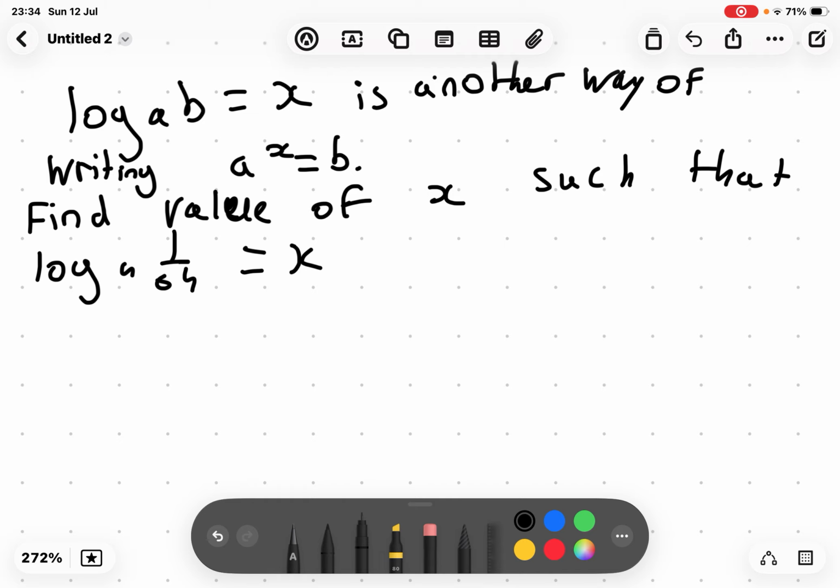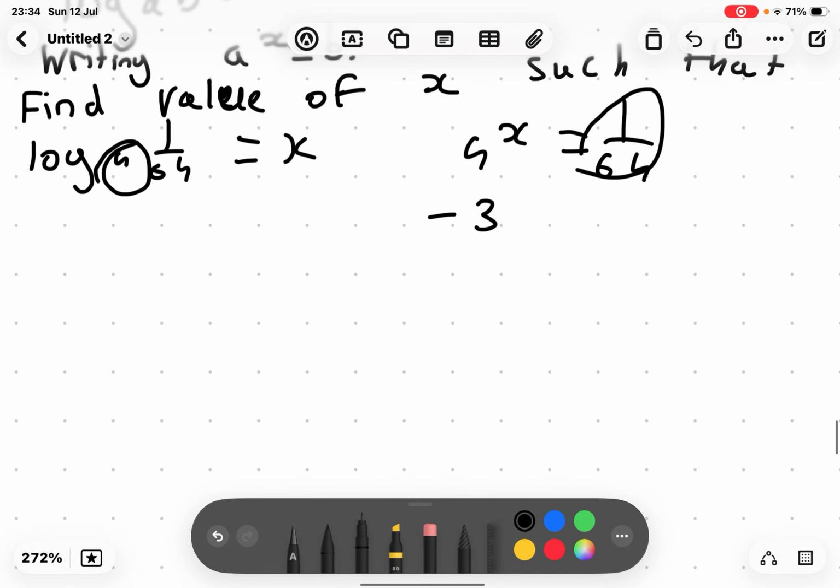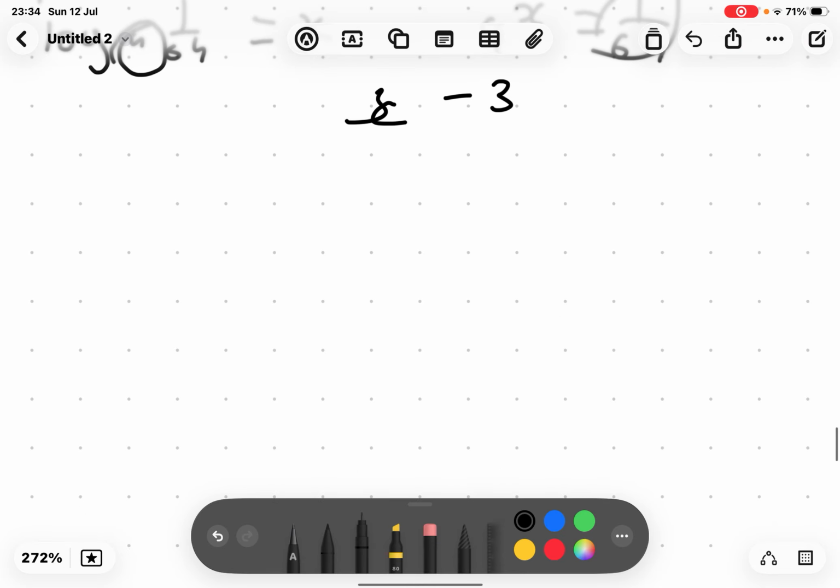So basically, this is like an easy one. We know that this number, 4 to the power x, equals 1 over 64. Think of a number that creates 64, 3, and then because it's a fraction it's negative, because negatives create fractions, so yeah. x equals negative 3.